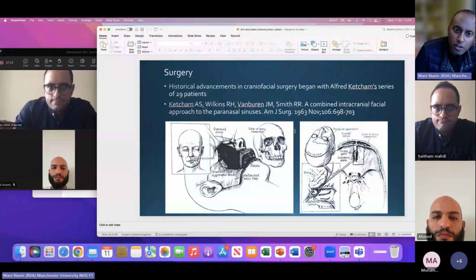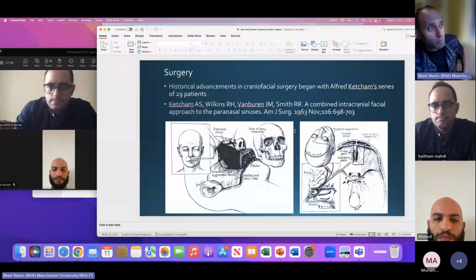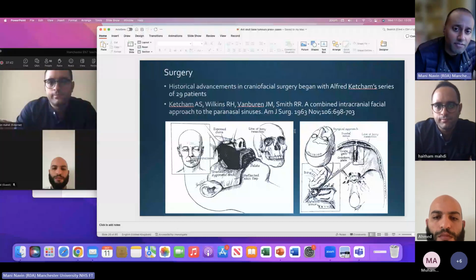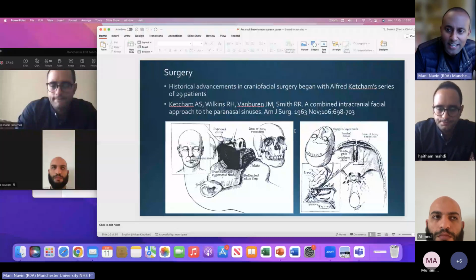So he described this combined approach with a transfacial approach here and a bicoronal approach from above, approaching it from below and above. This is similar to what we do today for many patients as well. So not a lot has changed. Obviously, there's the advent of endoscopic resection, but for many of the advanced cases, particularly if there's skin, palate, maxilla, or orbital involvement, these are not suitable for endoscopic resection anyway. So there are still many cases that will require open resection.